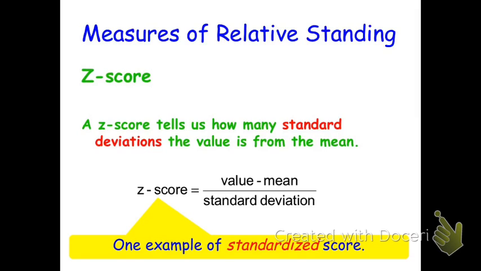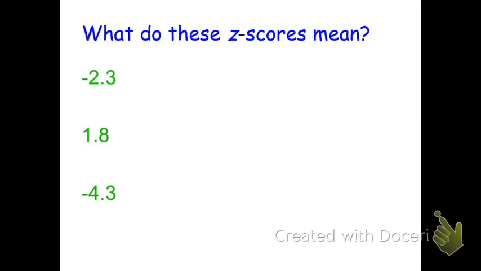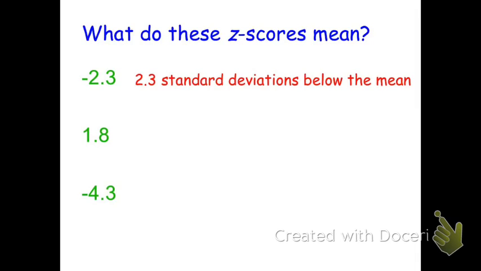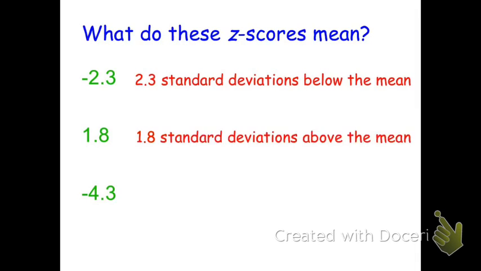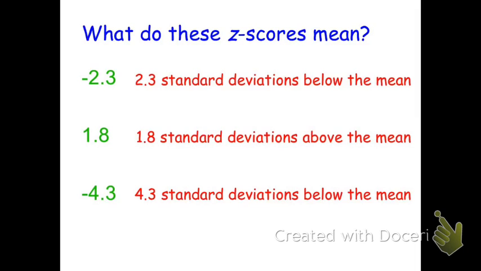So if I look at these z-scores, if you have a negative z-score, what does that mean? You did below average. So this person is 2.3 standard deviations below, 1.8 above, 4.3 below. If you have a negative z-score, that means you are below average. If you have a positive, that means you are above average. And those numbers tell you how many standard deviations you are above or below the mean.